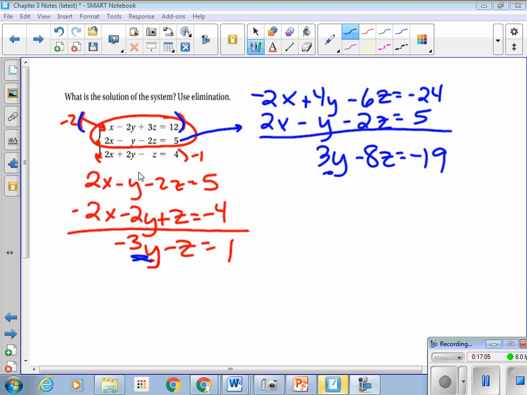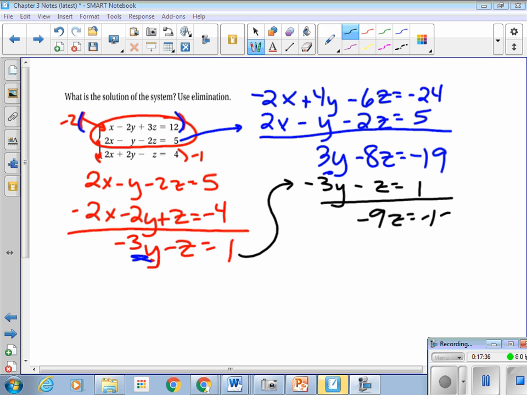Super simple. Okay. So I'm just going to rewrite my first two variable equation right underneath my second one. I'm going to add those guys straight up. 3y minus 3y, 0. Negative 8z minus 1 more z is negative 9z. Negative 19 plus 1 is negative 18. And when I divide by negative 9, I get z is equal to 2, and it's oh, happy day.